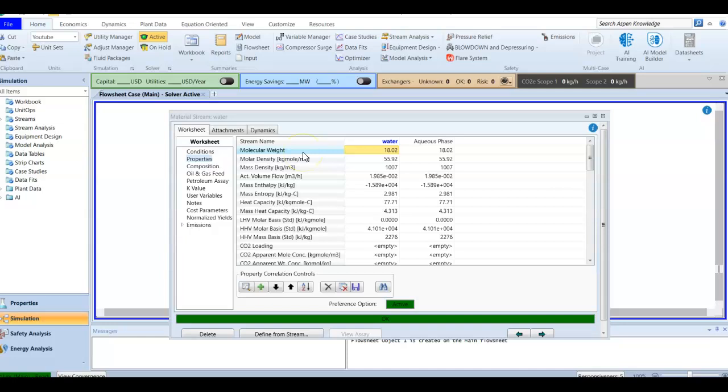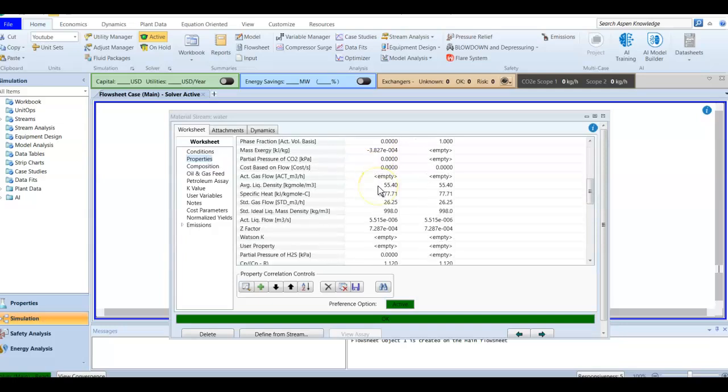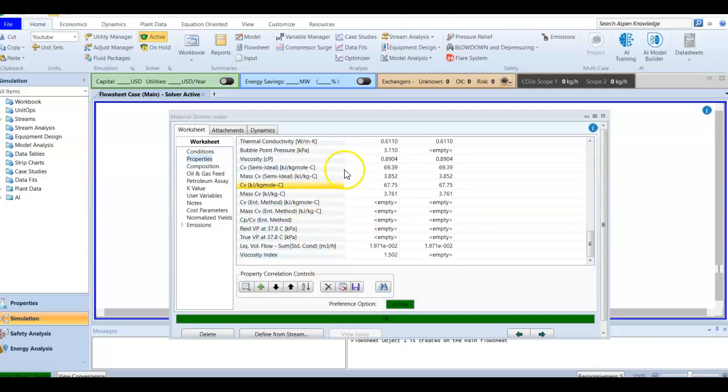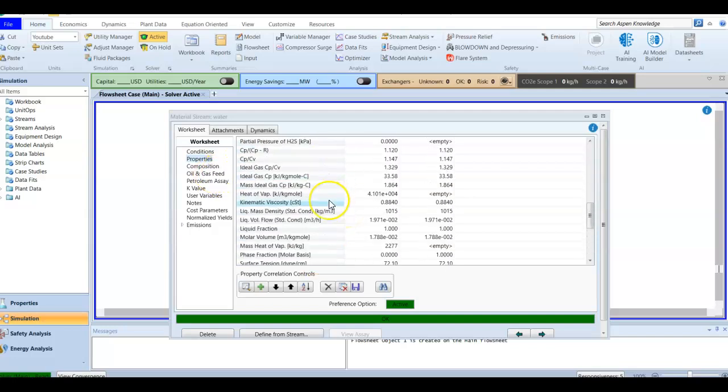And instead of doing the calculation, you can extract this information from Aspen HYSYS for the molar density and the mass density. We know that the density of water at normal conditions, like room temperature and pressure, is 1000 kilograms per cubic meter. Also some people know it in pounds per cubic foot, which is 62. So you can extract all the information that you need, like if you want to know the specific heat at constant volume, any information that you need will be available here in the properties section.